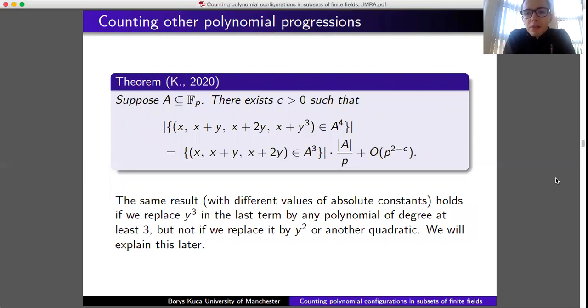And the same result, with, again, possibly different values of absolute constants, will hold if we replace y cubed by any polynomial of degree at least 3. This is important. We cannot replace it by y squared. I will show later on why this result would fail with y squared instead of y cubed.